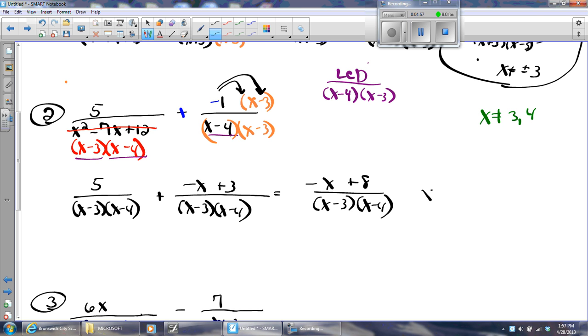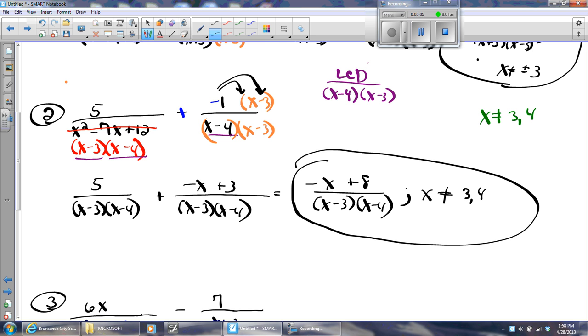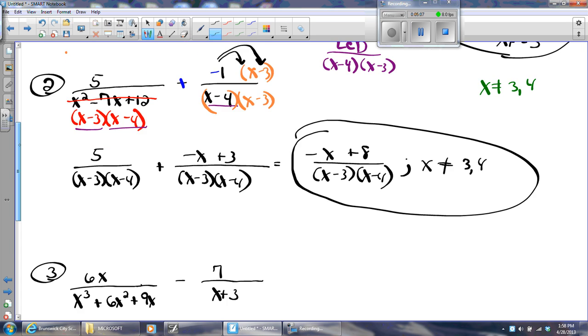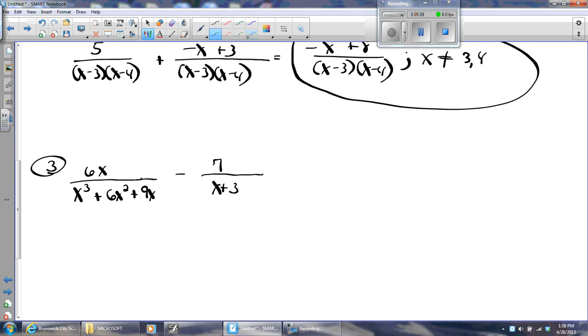And x will not equal 3 or 4. And there we go. Same exact thing we were doing, except the plus minus trick. All right, get ready. Here it comes. Ready? Plus minus. All right, now I'm ready to factor.